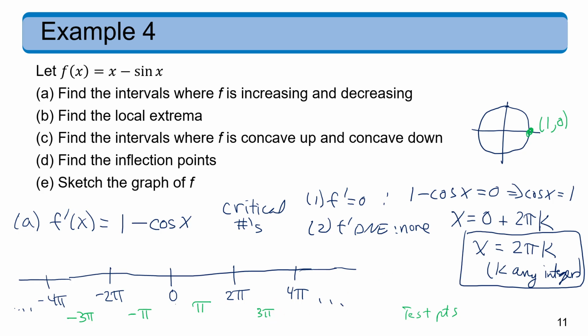Now we're plugging these into the first derivative to determine increasing, decreasing. Our first derivative formula was just 1 minus cosine x, and there's no way to factor that, so we'll just plug it in like that. Let's start on the right with our test point 3 pi. Cosine of 3 pi is negative 1. So we have 1 minus negative 1, which is 1 plus 1 or 2, so positive.